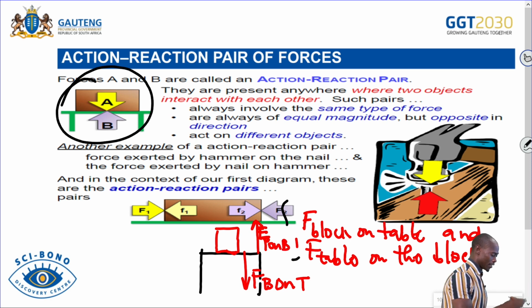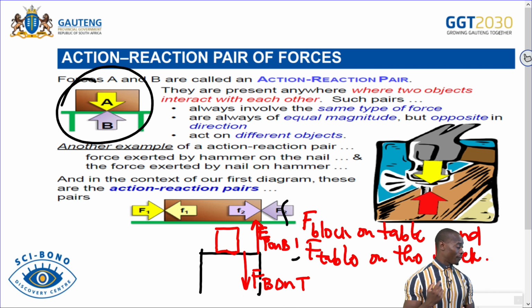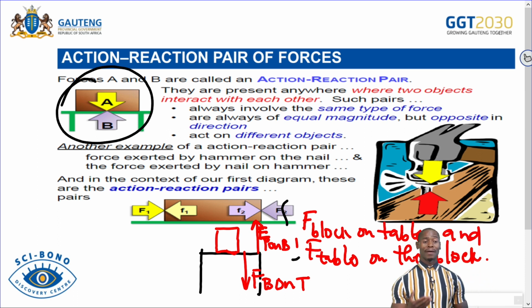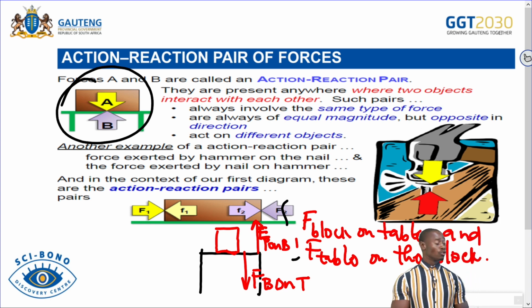So these two forces are equal in magnitude. If the force exerted by the block on the table is 50 newtons, then the magnitude of the force exerted by the table on the block will be 50 newtons, but those two forces are acting in opposite directions. For example, in this case, the force exerted by the table on the block is acting upwards, but the force exerted by the block on the table is acting downwards. So these are action-reaction pairs.